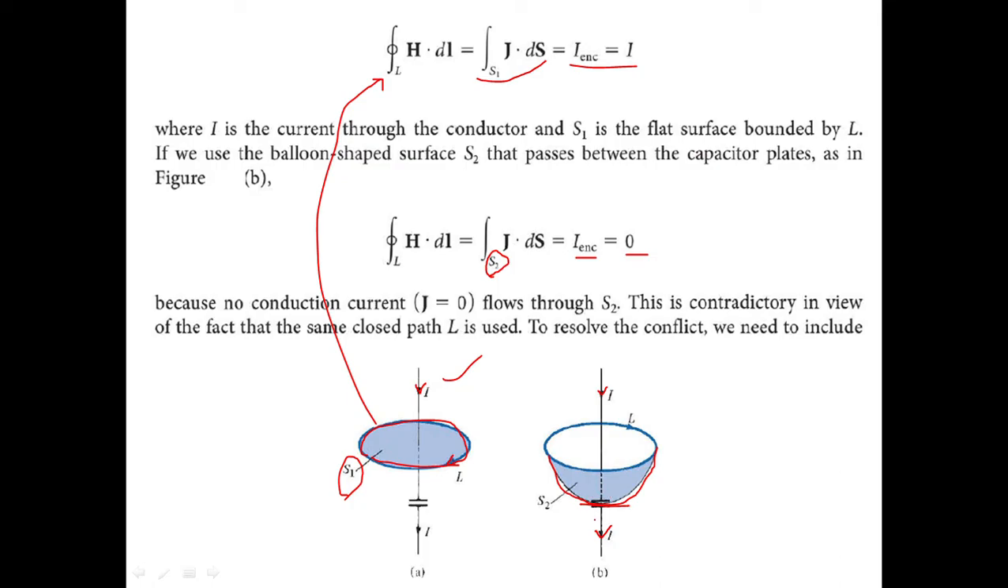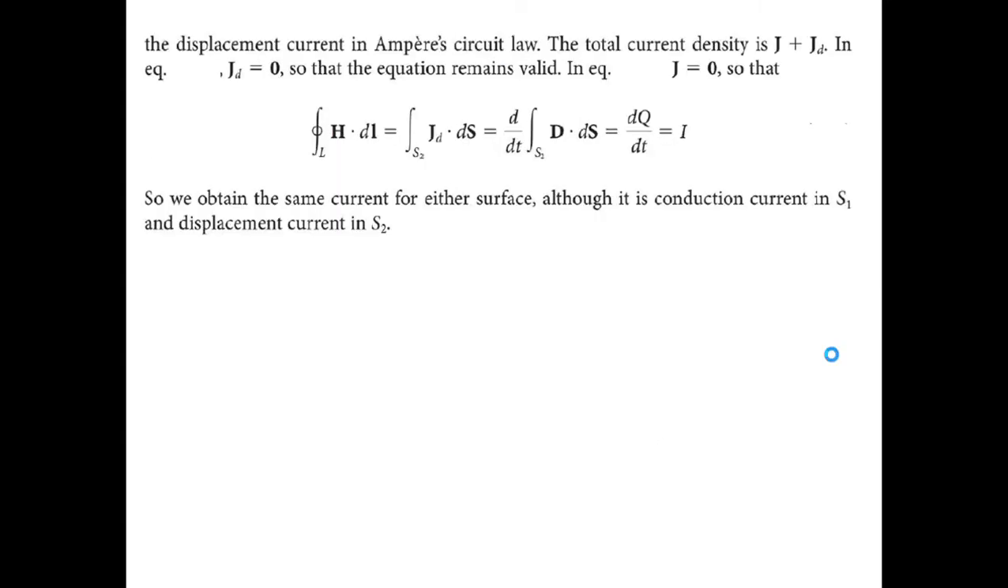This is where the displacement current comes into the picture, right? Because with no conduction, J is equal to 0 through S2. This is contradictory in view of the fact that the same closed path L is used. Here both have the same closed path L. To resolve this conflict, we need to include the displacement current in Ampere circuital law.